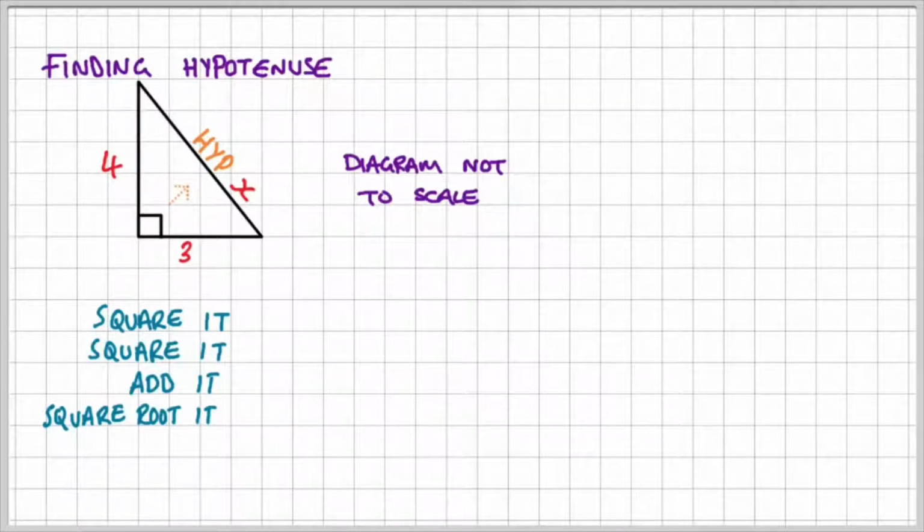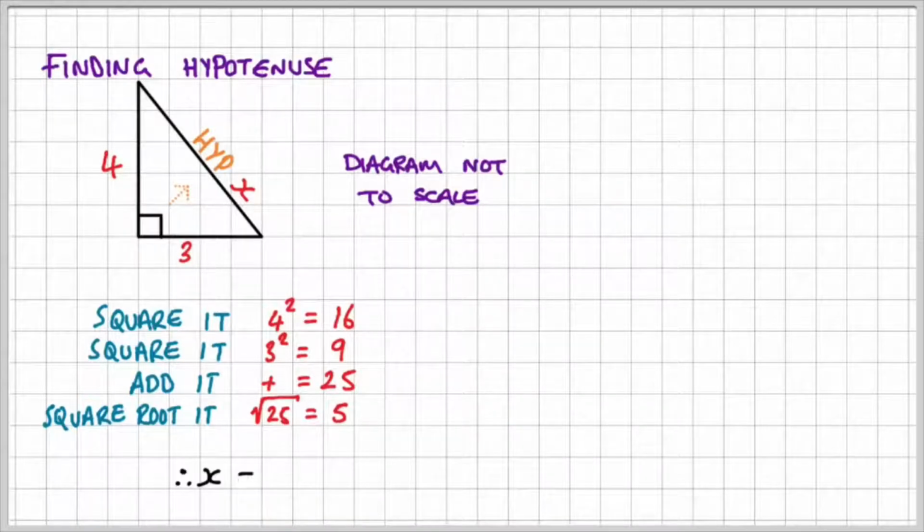So let's use the numbers on the triangle to work this out. So let's substitute the numbers to see what we get. So 4 squared is 16, 3 squared is 9. We need to add them together, which gives us 25, and then we're going to square root it, which in this case gives us x is equal to 5.